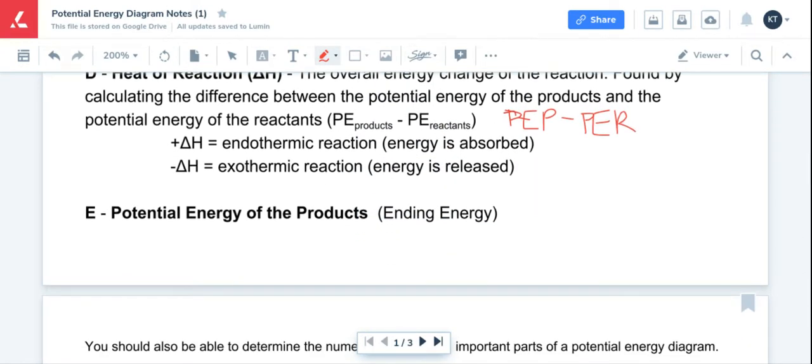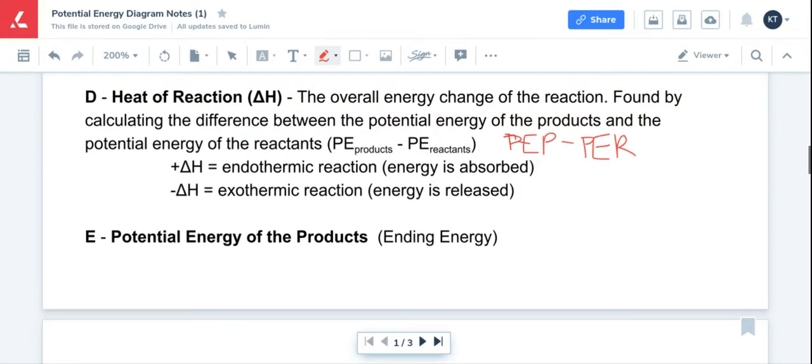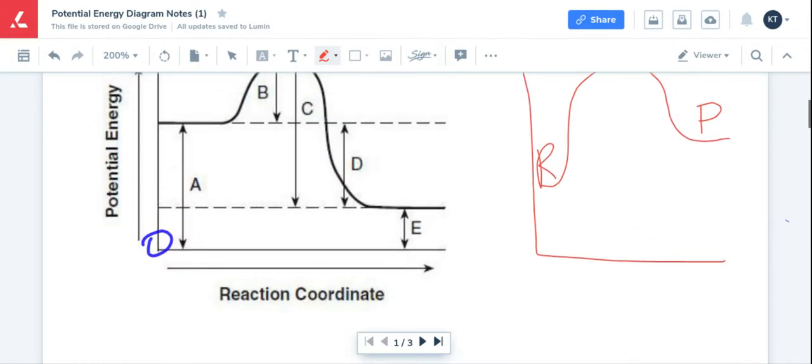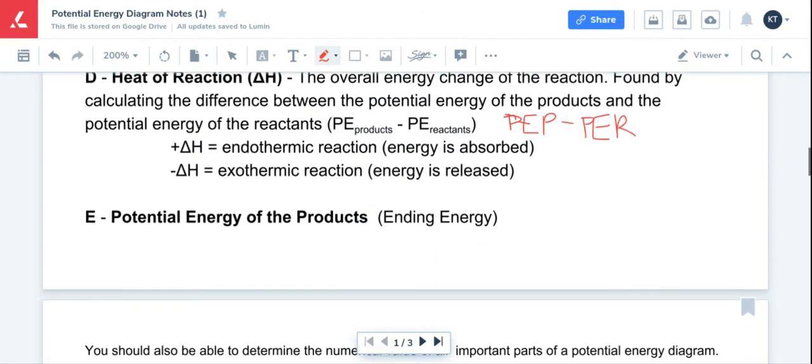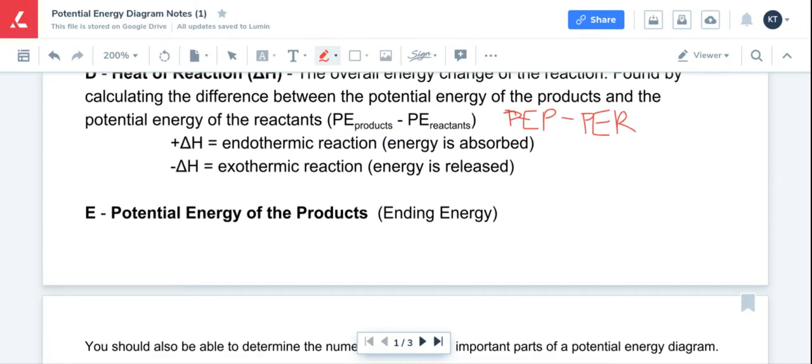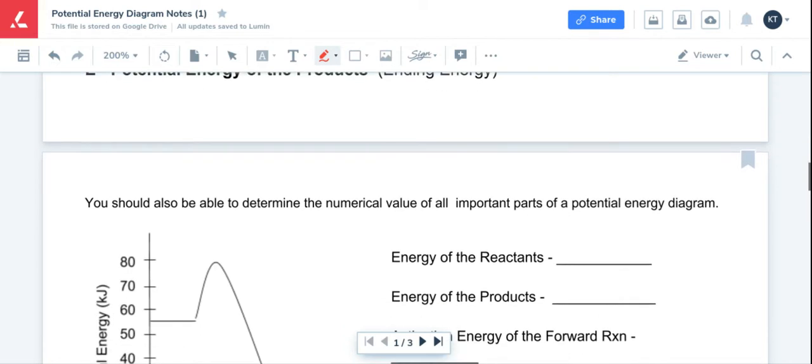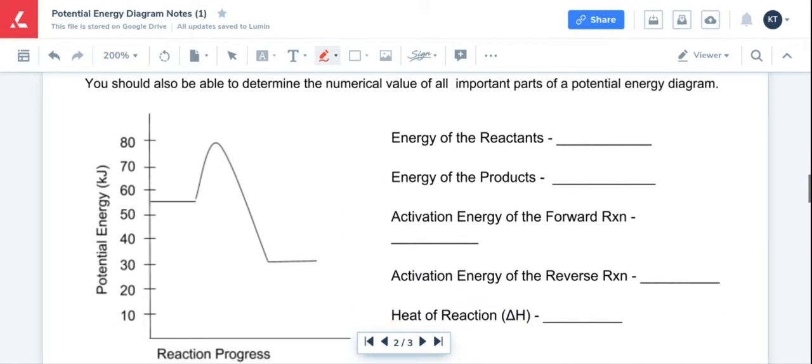And then lastly, arrow E, that represents the potential energy of the products because it goes from 0, the bottom line, up to the product energy. And so that is just going to represent the ending energy. So not only is it important to be able to recognize these in a potential energy diagram, but you should also be able to determine the numerical value of all important parts of a potential energy diagram.